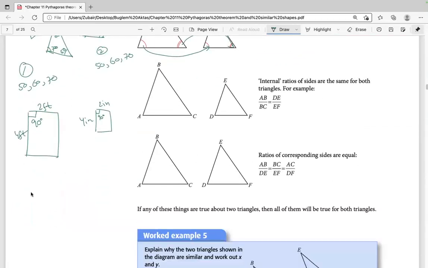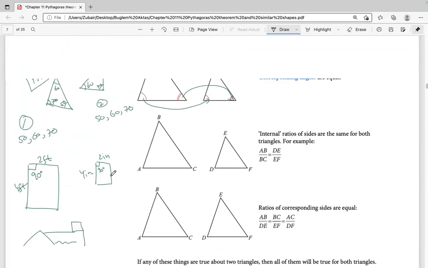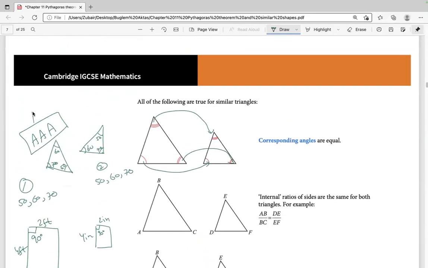For example, you take a picture of a house. Whatever it is in reality, all the lengths are reduced in size but all the angles are the same. So the first property is angle, angle, and angle, because we are talking about triangles and there are three angles.